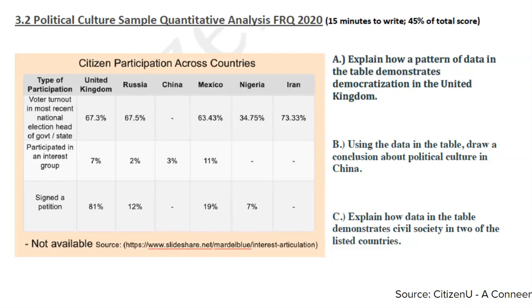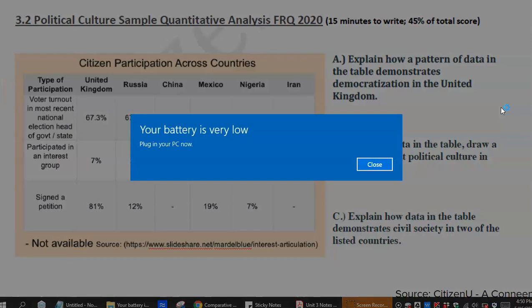Citizen participation across the countries. Hey, this is what we were just talking about, right? People can vote, but that doesn't mean that it's a democratic regime. Tons of people turned out and voted for Saddam Hussein. That doesn't mean it was democratic at all. Okay, so voter turnout we have, participated in an interest group, and signed a petition. All right, we've got the UK, we've got our CG6 here.